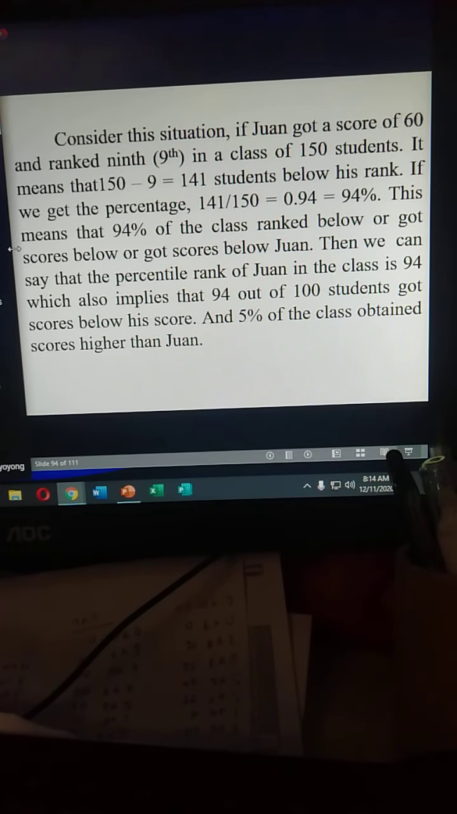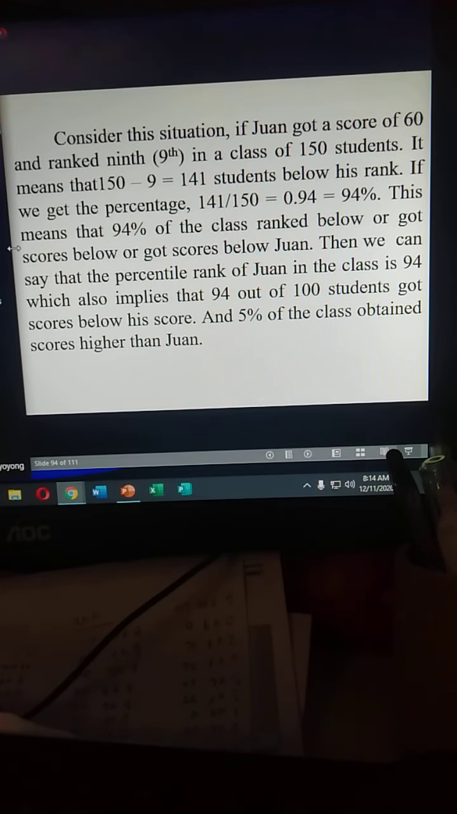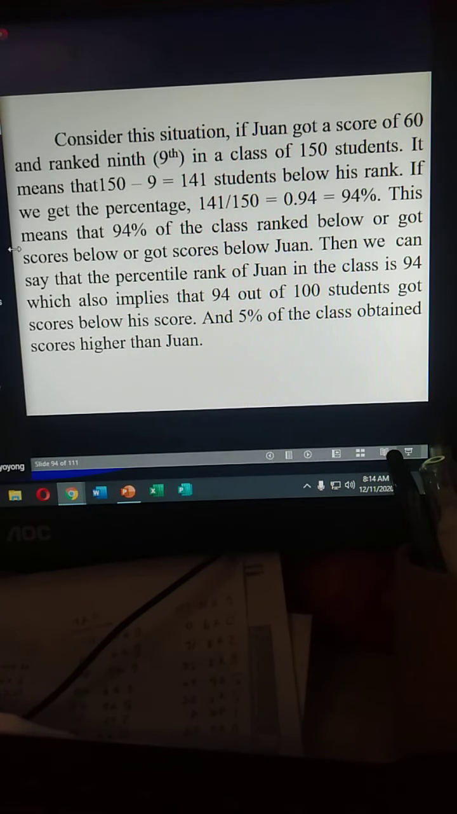Okay, get it? This 94% is the percentile rank of the students with a lower score than Juan's score. We can conclude that 94 out of 100 students got scores below his score. So, out of 100, 94 have a lower score than Juan. And only 5% of the class got a higher score than Juan.